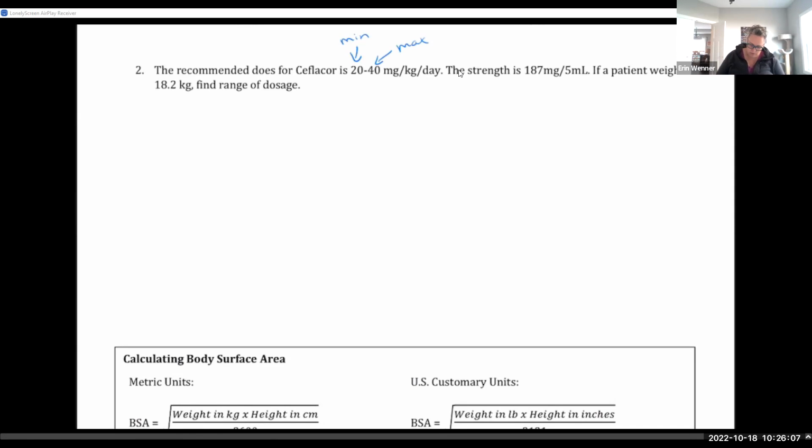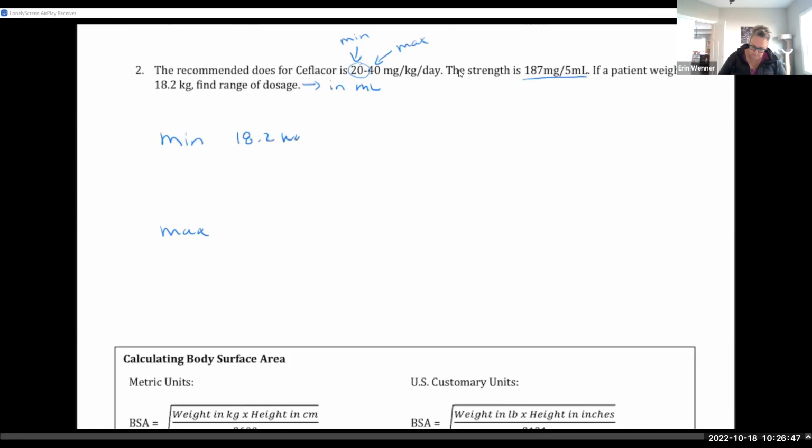If a patient weighs 18.2 kilograms, find the range of dosage. And the range of dosage is going to be in milliliters. The reason I know it needs to be in milliliters is because they're giving me the strength in milligrams per milliliter, which means we're going to end up converting those milligrams to milliliters. So we have a min dose and a max dose. The min dose is going to use the 20 milligrams per kilogram, and the max dose is going to use the 40.